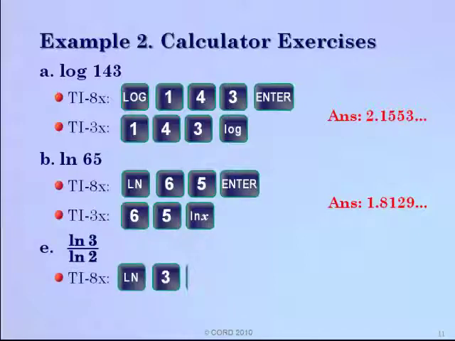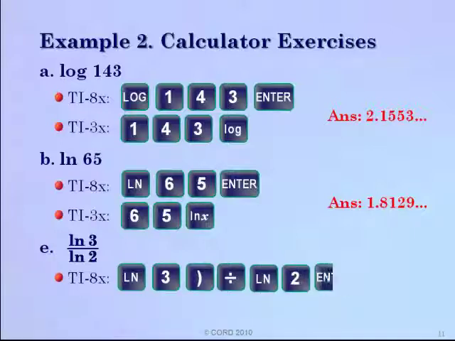Or if you want to divide two natural logs, this gets a little more complicated. You have to press the natural log function and then tell it you want to take the natural log of 3, and then you have to put a closing parentheses on these TI-80 calculators to tell it to finish doing that and divide it by what comes next. So you divide it by the natural log of 2, and you don't have to put the closing parentheses on the ending one. You just press enter.